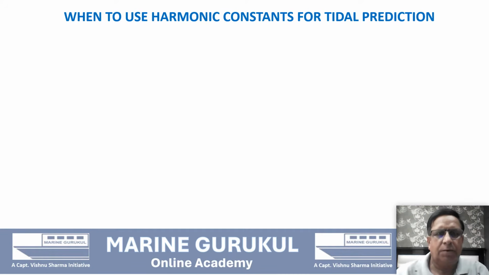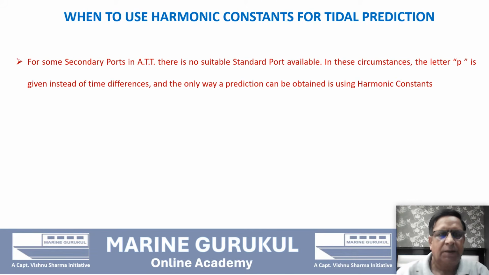Now, first and foremost, when do we need to use this method of tidal prediction by use of harmonic constants? For some secondary ports, when you go to Admiralty tables to fetch the details of the time differences, you may not have a suitable standard port. In such circumstances, the letter small p is given instead of time differences, and the only way a prediction can then be made is by use of harmonic constants.